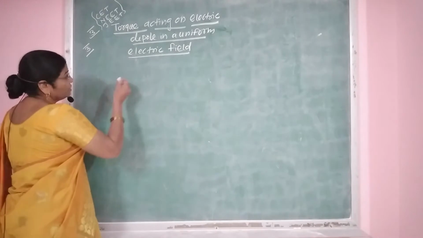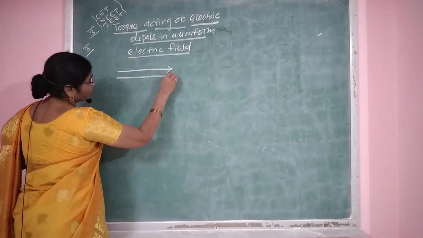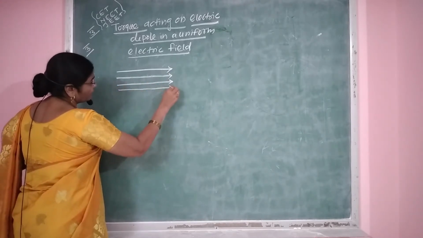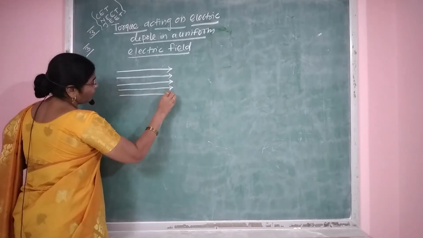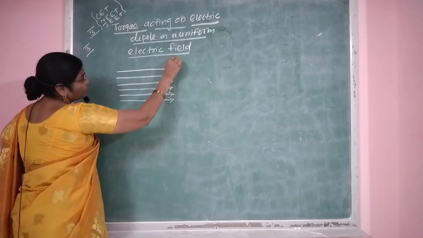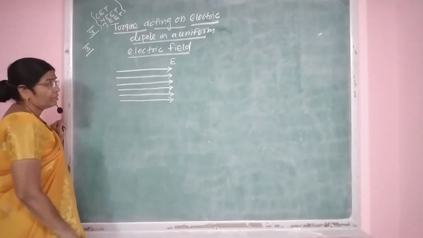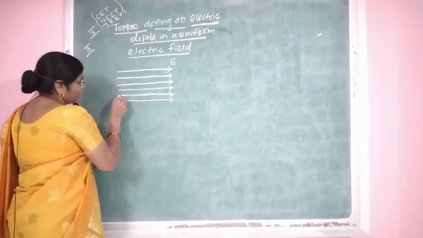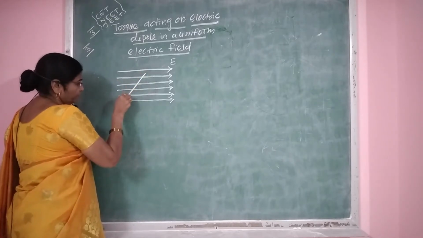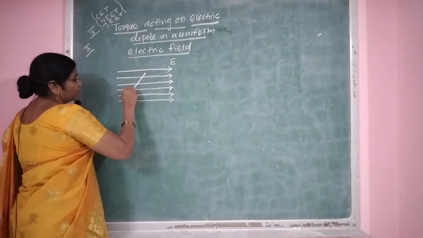Now consider a uniform electric field. It can be represented by parallel lines and they are at equidistance and only the arrow is on one side. This is the uniform electric field of intensity E. Now consider an electric dipole AB. Here A and here B.